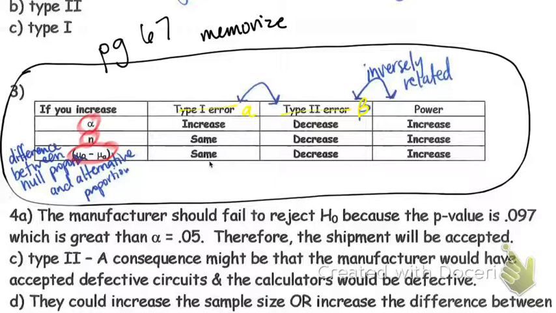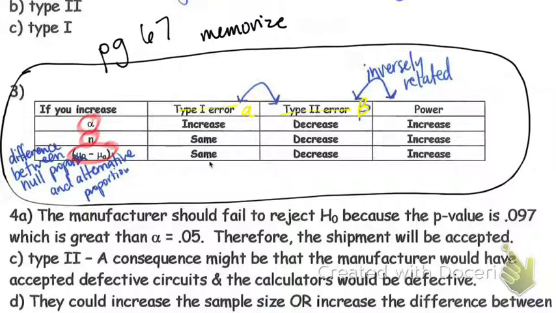So when you increase alpha, like if I'm increasing my significance level from 0.05 to 0.1, three things will happen. Your alpha will obviously increase because you did that, and your power will increase. So alpha and power are directly related, and then your beta will do the opposite. Power and beta will always do the opposite of each other. So when I increase alpha, alpha increases, power increases, beta decreases.